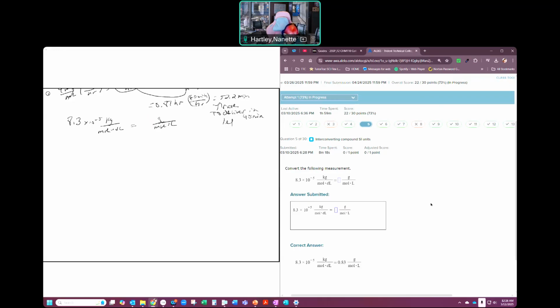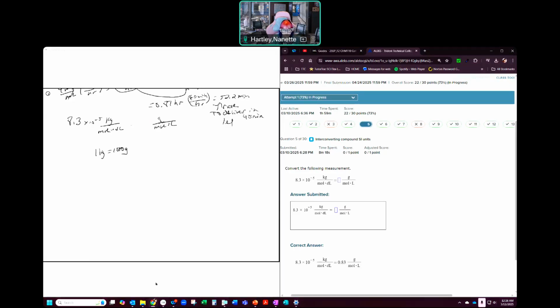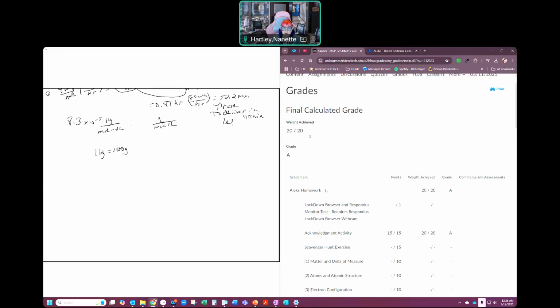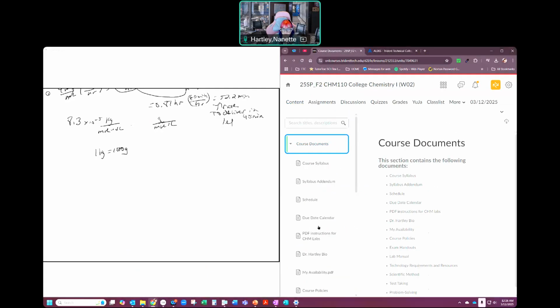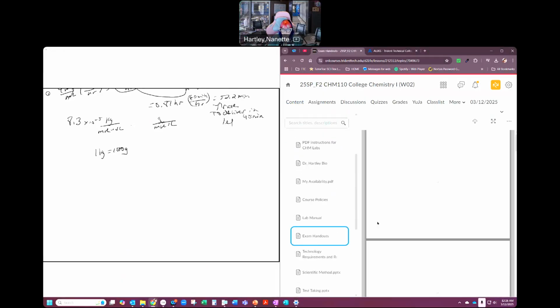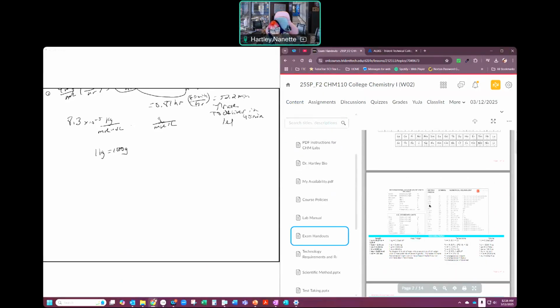So when I go from kilograms to grams, I know that 1 kilogram is equal to 1,000 grams. How do I know that? That's on my exam handouts. Okay, so when I come into my D2L shell, under content, course documents, exam handouts, one of the things that's on here is this thing right here.